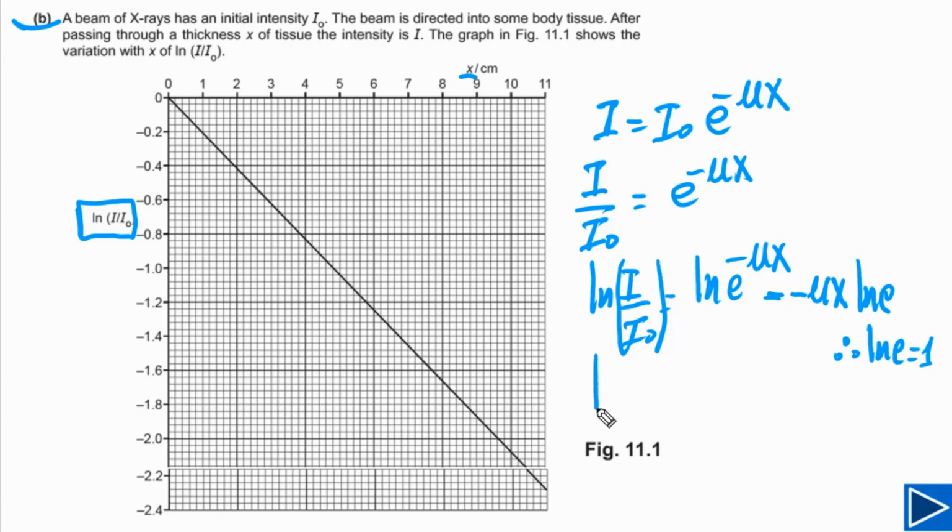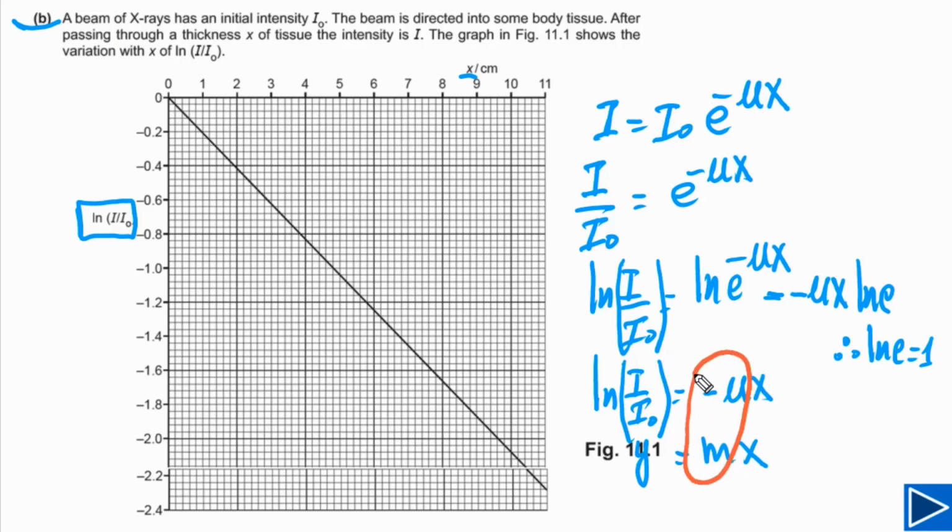So we can simplify. We can write down ln of I over I naught is equal to negative mu x. But now if we compare this with the straight line equation, y is equal to mx, in this case the gradient is equal to negative mu. And this is the point we need, and we will use it to answer the next question. So in this case, the gradient of this graph is equal to negative mu. Very important point. We will need this for the next question.